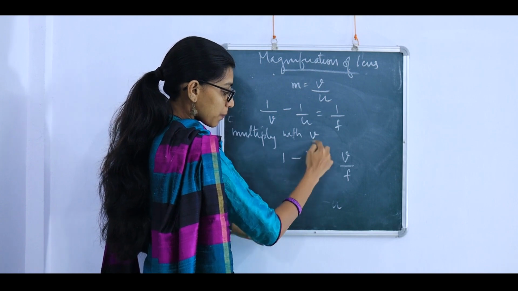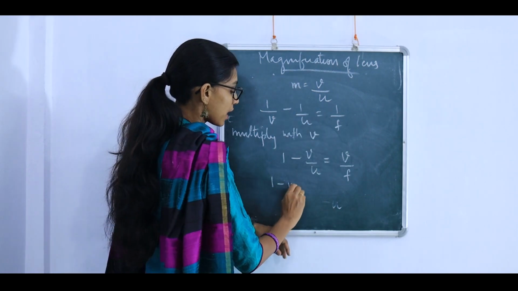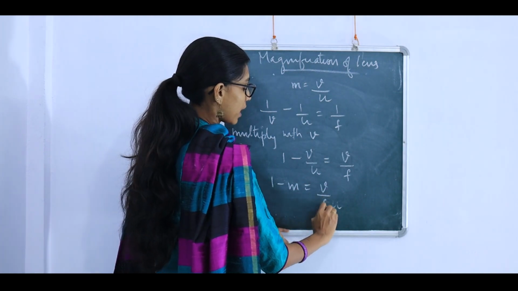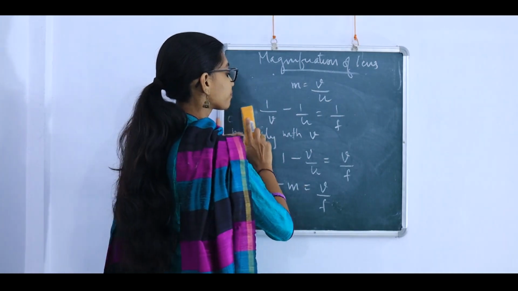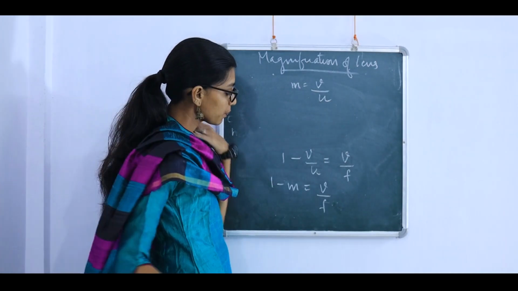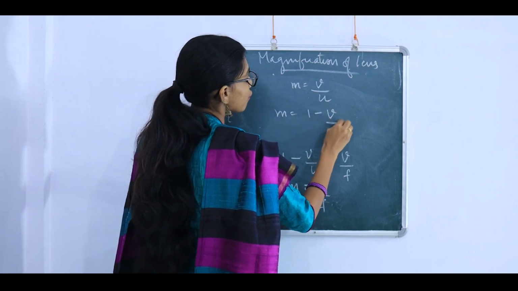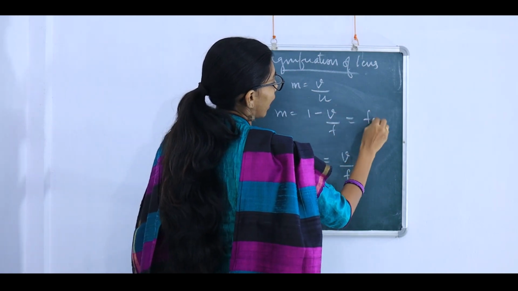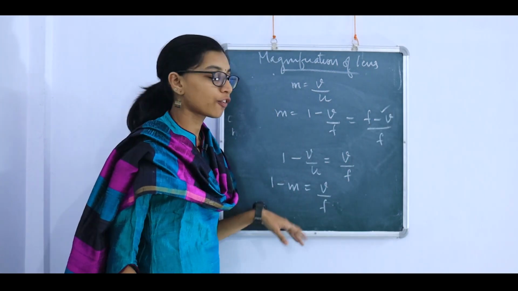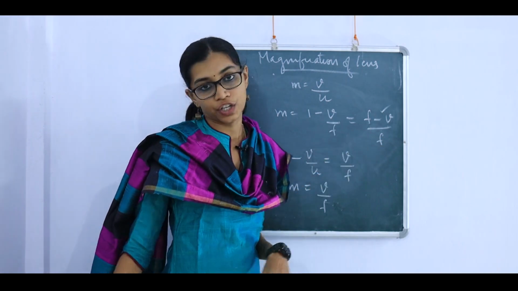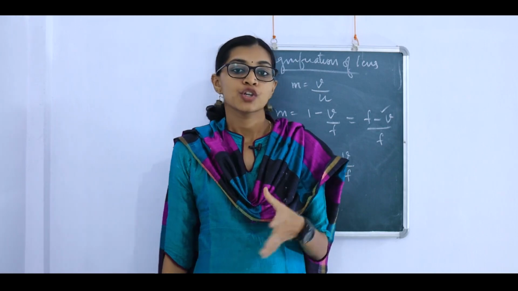So from this I am keeping v by u, because v by u is equal to m. Or I can write 1 minus m is equal to v by f, or you can say f is equal to... we can say from this m is equal to 1 minus v by f, or f minus v divided by f. This is one formula for magnification, that is m is equal to f minus v divided by f. So what did we do?